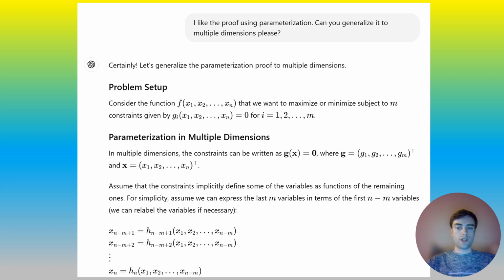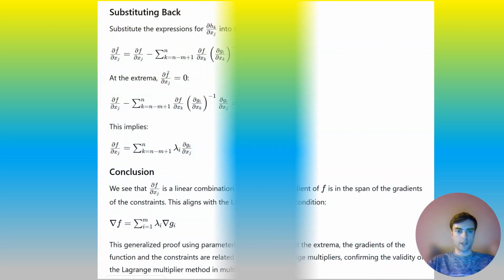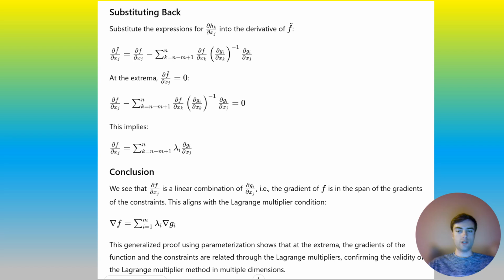So first we start off with the problem setup, and then we do parameterization in multiple dimensions. Then we give it a new function in terms of fewer variables. Then we differentiate f tilde. Then we use the constraints. Then we substitute it back, and then we have the conclusion. So that is the proof right there.